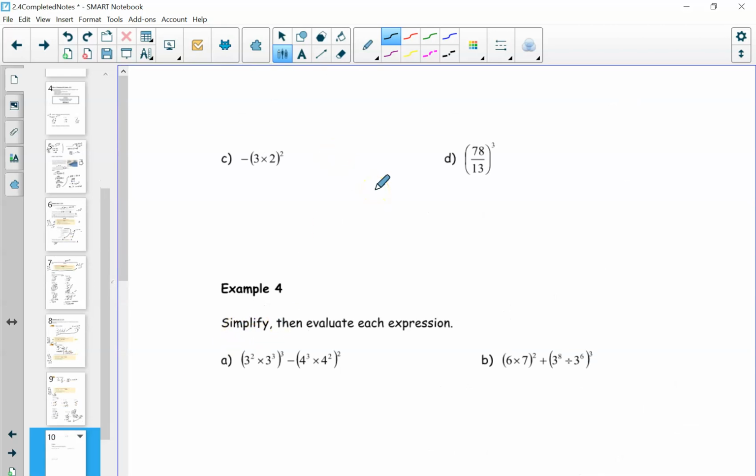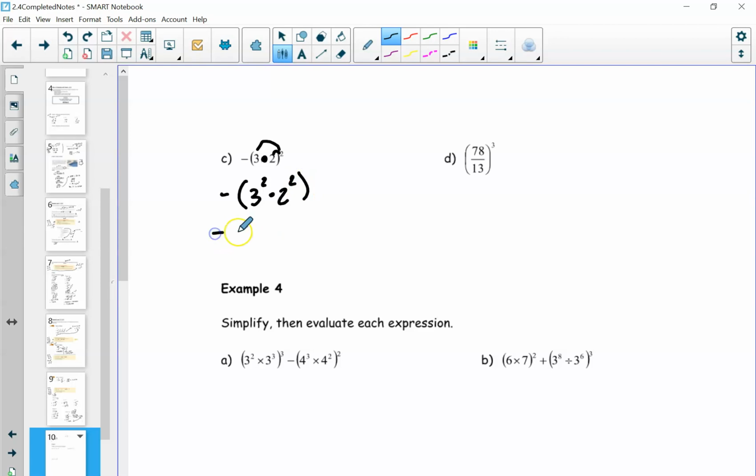All right, negative sign outside the brackets, that's important. Multiplication inside the brackets, also important. So let's keep that outside the brackets. The 2 applies to both. Okay, so it's 3 to the power of 2. Remember, it's not 3 times 2, it's 3 to the power of 2. So this is really 3 to the power of 2 times 2 to the power of 2.